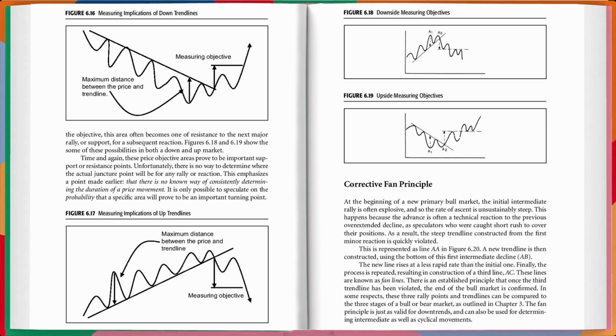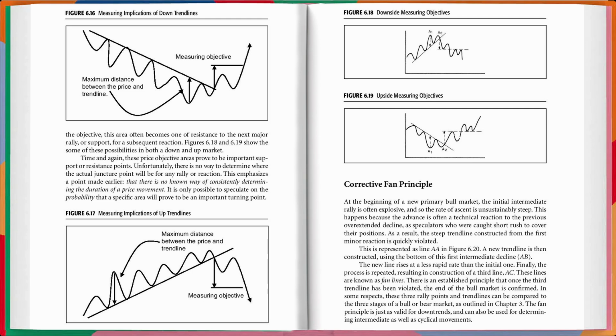A new trend line is then constructed, using the bottom of this first intermediate decline, AB. The new line rises at a less rapid rate than the initial one. Finally, the process is repeated, resulting in construction of a third line, AC. These lines are known as fan lines. There is an established principle that once the third trend line has been violated, the end of the bull market is confirmed. In some respects, these three rally points and trend lines can be compared to the three stages of a bull or bear market, as outlined in Chapter 3.